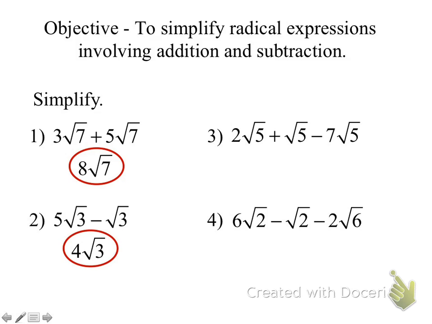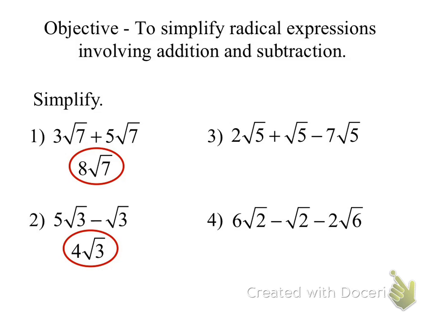Okay, number 3, please. Tulia. I can't hear you. And that's because we're adding 2 radical 5, 1 radical 5, and negative 7 radical 5. So 3 radical 5s minus 7 radical 5s is what? Negative 4 radical 5. That's correct.